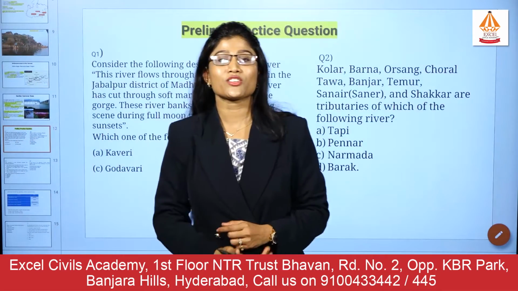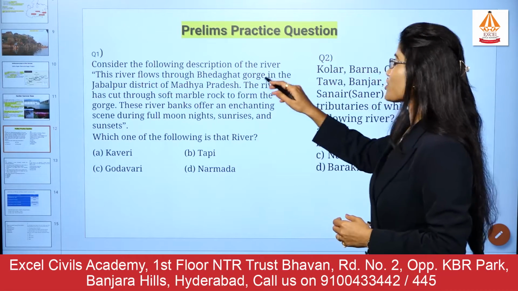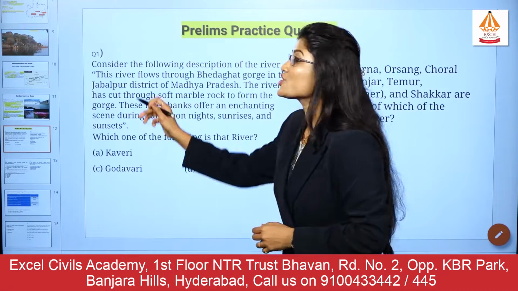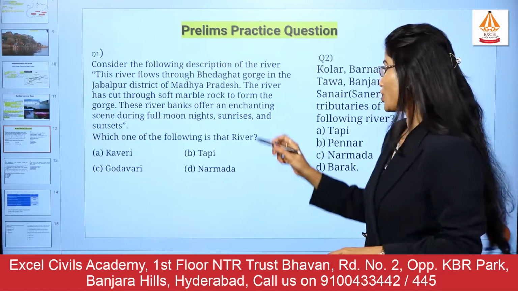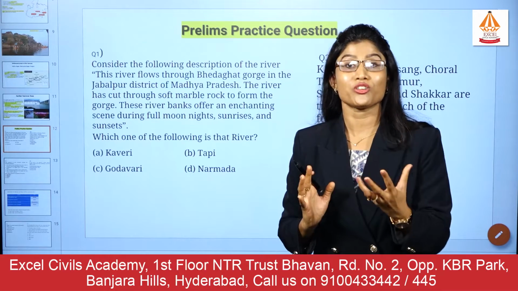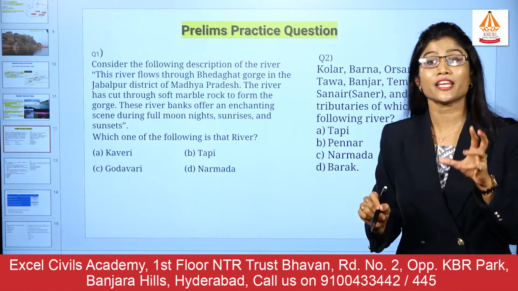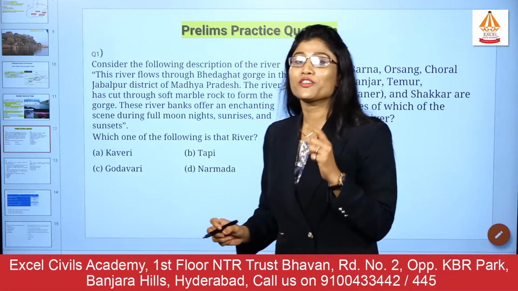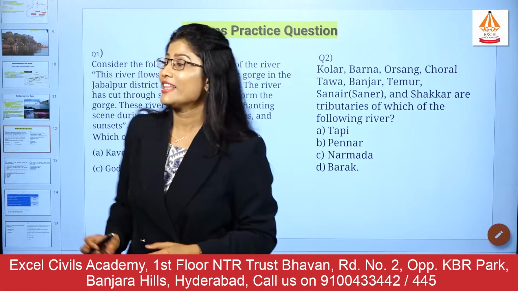Now the first question regarding the River Narmada: consider the following description of the river. This river flows through the Bhedaghat Gorge in the Jabalpur district of Madhya Pradesh. The river has cut through soft marble rock to form a gorge. In the previous class, I also explained the gorge and the valley. The river banks offer an enchanting scenic view during the full moon night, sunrise as well as sunset. Which river is being described above?